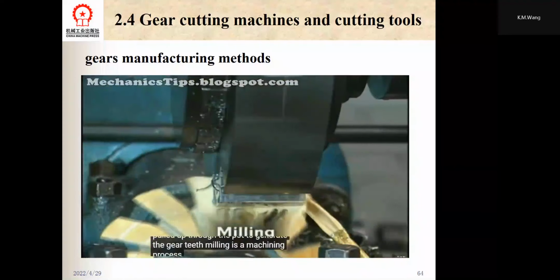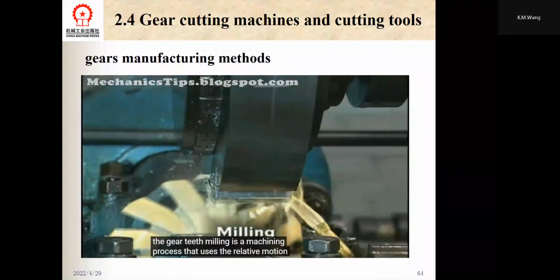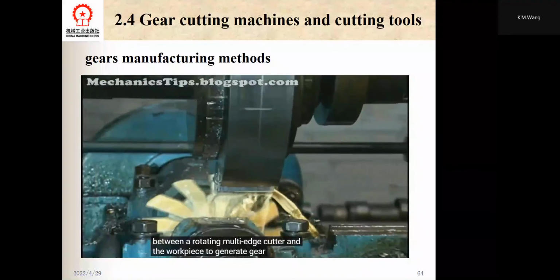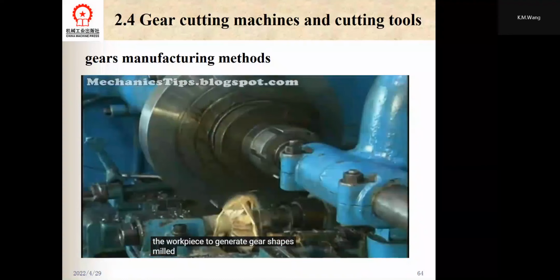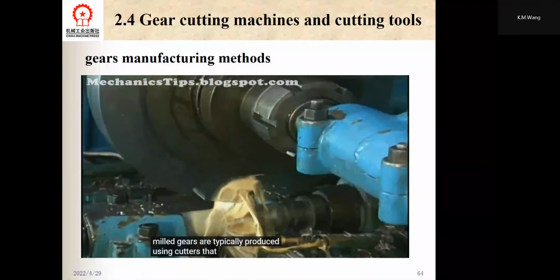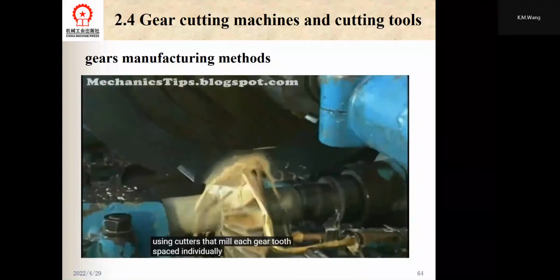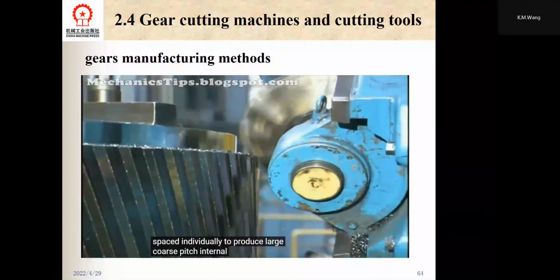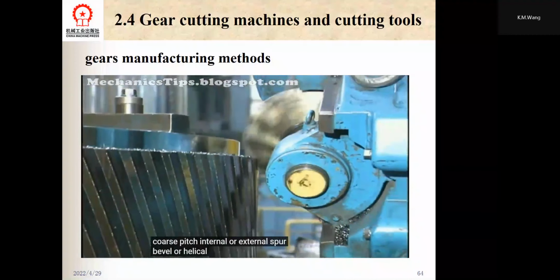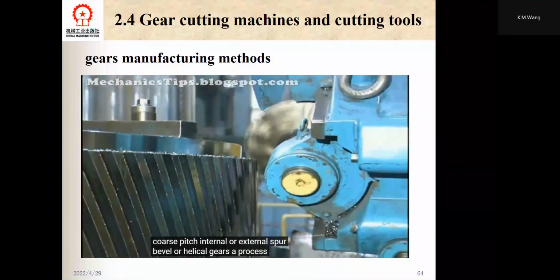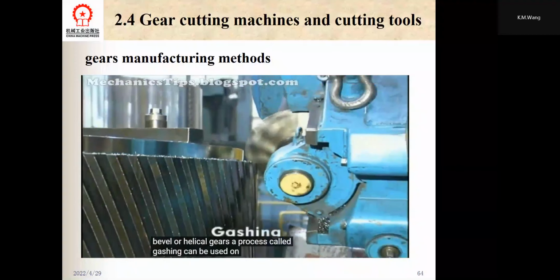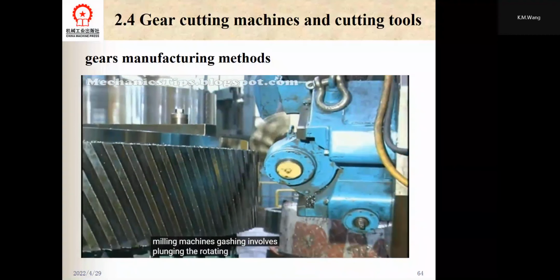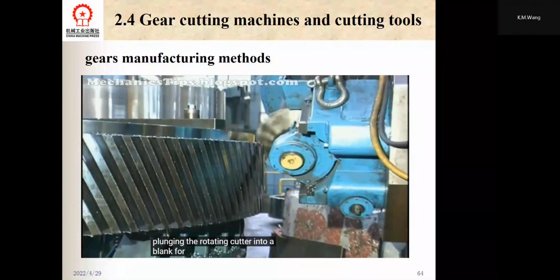Milling is a machining process that uses the relative motion between a rotating, multi-edge cutter and the workpiece to generate gear shapes. Milled gears are typically produced using cutters that mill each gear tooth space individually. To produce large, coarse-pitch internal or external spur, bevel, or helical gears, a process called gashing can be used on heavy-duty milling machines. Gashing involves plunging the rotating cutter into a blank for rapid metal removal.